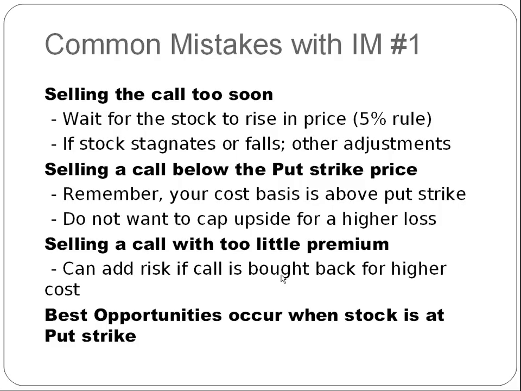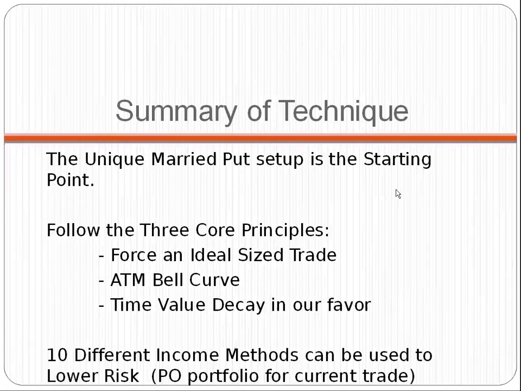And of course, taking advantage of the three core principles, looking at the APM bell curve, the best opportunities to apply an income method, and by that I mean the bullish ones, income method number 1, number 3, number 4, number 5, and number 6, is when the stock's trading right at the put strike price, because the put's time value is actually increasing as the put goes from in the money to at the money. It's an interesting phenomenon that you can see in some of those archived webinars we're not going to show today.